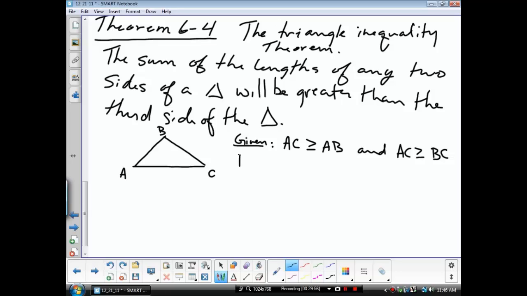What we want to prove is actually three pieces. We want to prove that if I add AB and AC, it will be longer than BC. We also want to prove that if we add BC and AC, it'll be longer than AB. And finally, we want to prove if we add the two shorter sides here, AB and BC, that that will be longer than AC.